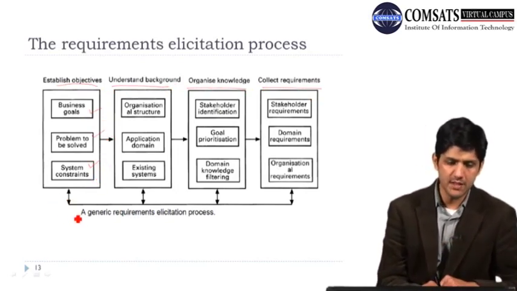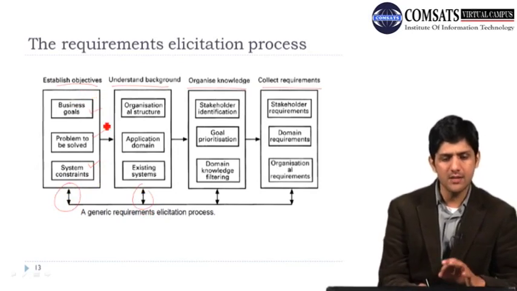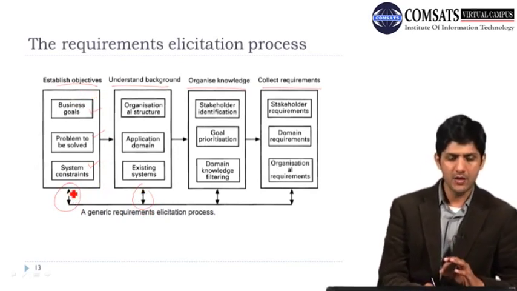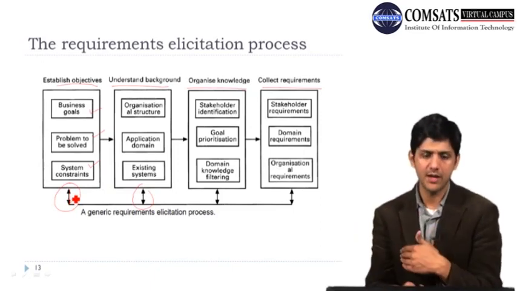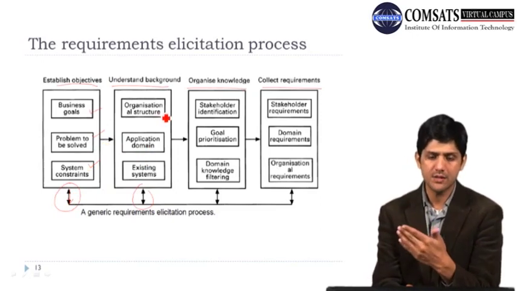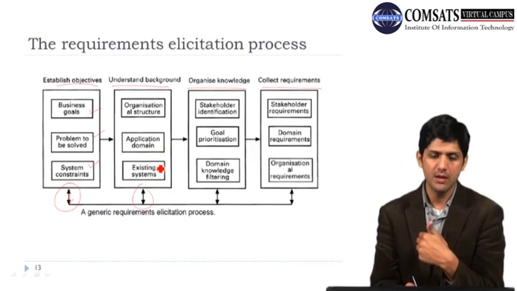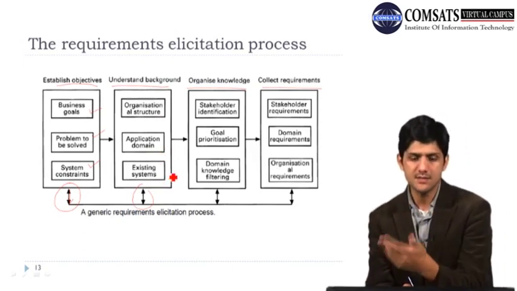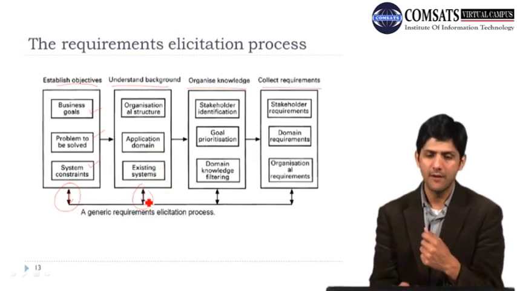So what you do basically is that you gain this information, and you put this in your list of requirements that you have gathered from the client. But you also use this knowledge in understanding the organizational structure. You use it to understand the application domain. You use it to understand the existing system. And again, once you have this information, you put it in your list of requirements.